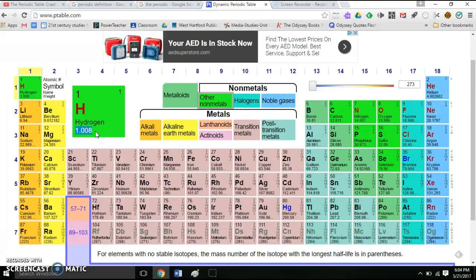So this really kind of gives you an idea of what the periodic table is. Yes, of course, you can go much deeper into it, but if you just want to know what the heck it is and what these things represent, here it is.